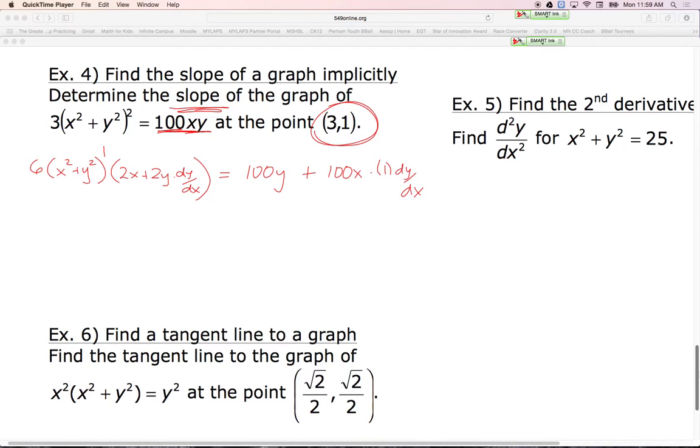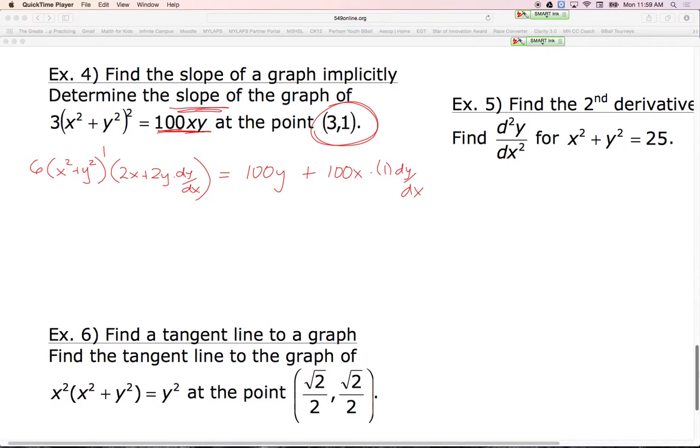Because some people are like, well, I have to get dy dx by itself. I can't divide by this, because dividing by it's just going to put dy dx where? The denominator. That's not going to do me any good. So I've got to FOIL this out so I can start adding and subtracting terms. You see that? Now, I'm going to FOIL this all at the same time. I'm going to FOIL the 6 and the x squared plus y squared with this all at the same time. So this is really 6x squared plus 6y squared.